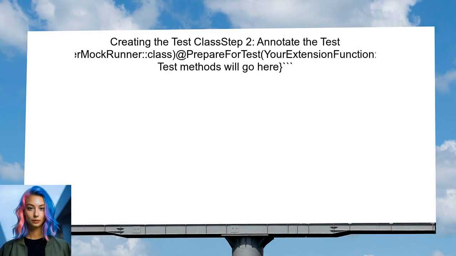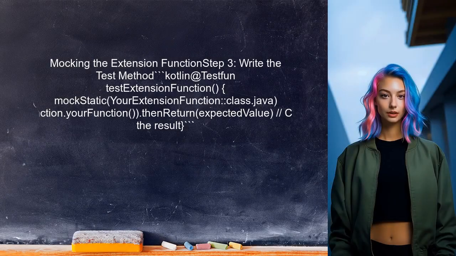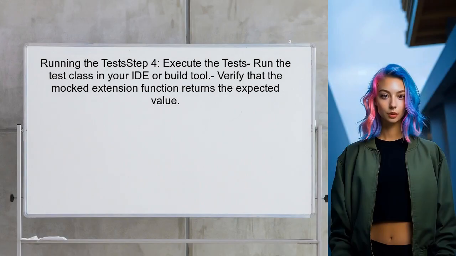Next, the user should create a test class and annotate it with PowerMock annotations. This will allow them to prepare the extension function for mocking. Now the user can write a test method where they will mock the extension function. They should use PowerMock's when method to specify the behavior of the mocked function. Finally, the user should run their tests to ensure that the mocked extension function behaves as expected. This will confirm that their mocking setup is working correctly.